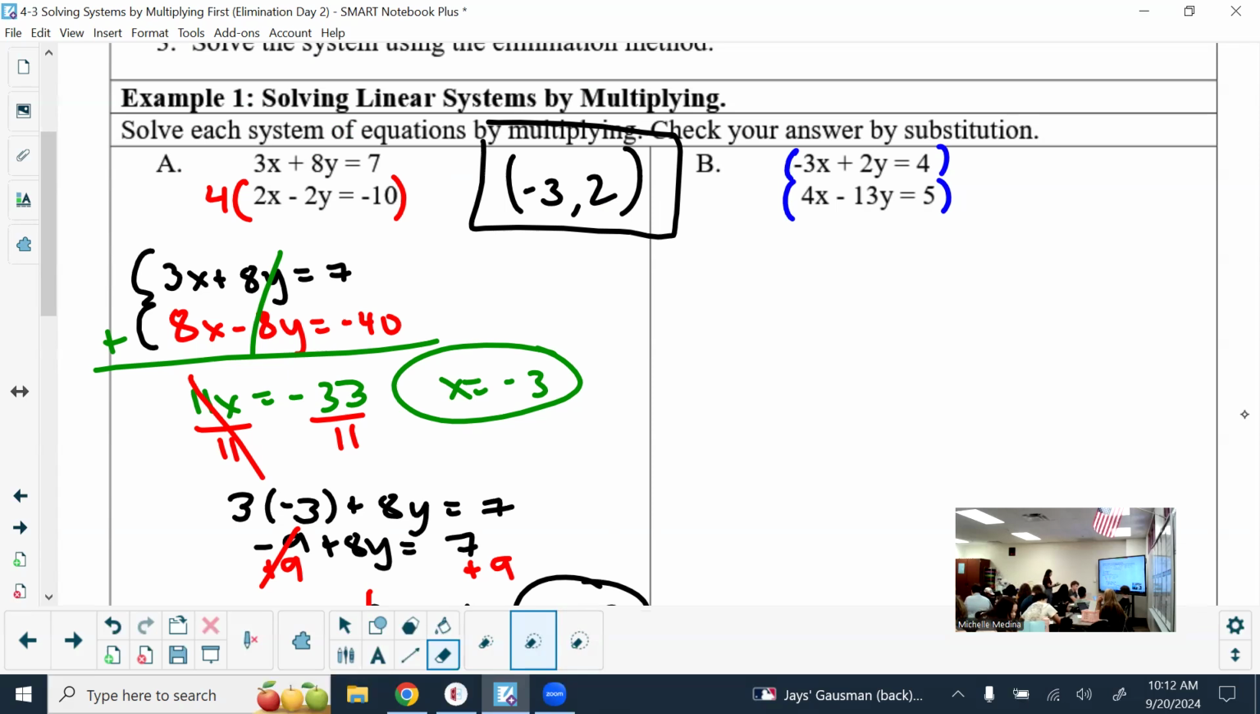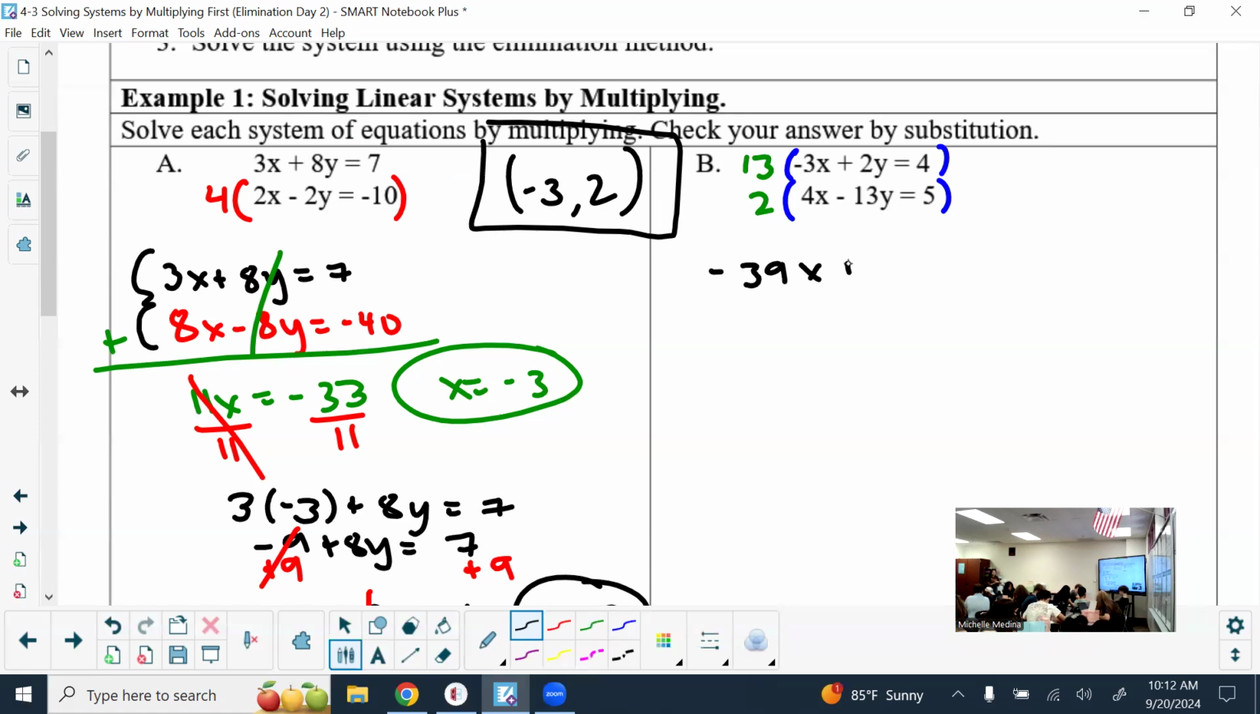If I want to eliminate the y, what would I have to multiply the top equation by? 13, good, I said it just a minute ago. And then that means the bottom one would have to be multiplied by 2. And now do that. So the top one, when I multiply by 13, I have my times table, so I get negative 39x plus 26y equal to 52 less.